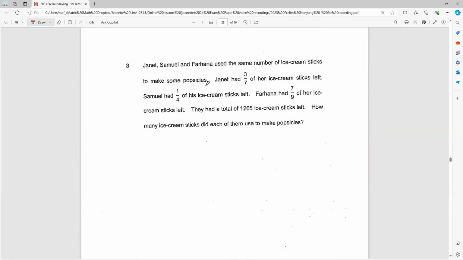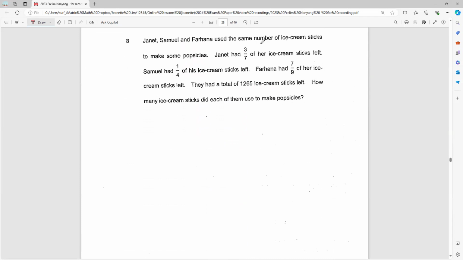Question 8. Janet, Samuel, and Farhana used the same number of ice cream sticks to make some popsicles. Janet had 3/7 of her ice cream sticks left. Samuel had 1/4 of his ice cream sticks left. Farhana had 7/9 of her ice cream sticks left. They had a total of 1,265 left. How many ice cream sticks did each of them use to make popsicles? Okay, so the question has given us the fraction of what each of them is left with. But if you read the first sentence, they actually said that the amount that is being used is the same.